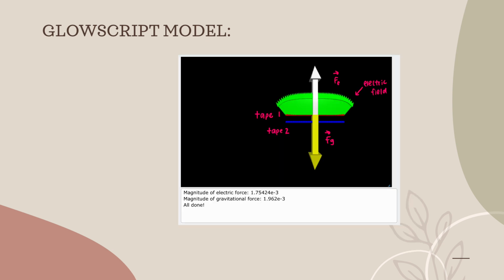And if we go to the next page, you can see what our code spat out at the end. So we have the magnitude of the electric force, and a little explanation of what this picture is again: the arrow going up is the electric force, and the arrow going down is the gravitational force, and then we have tape 1, which is that little red sliver, and tape 2, which is the blue one below it, and then the electric field is the little green spiky things.